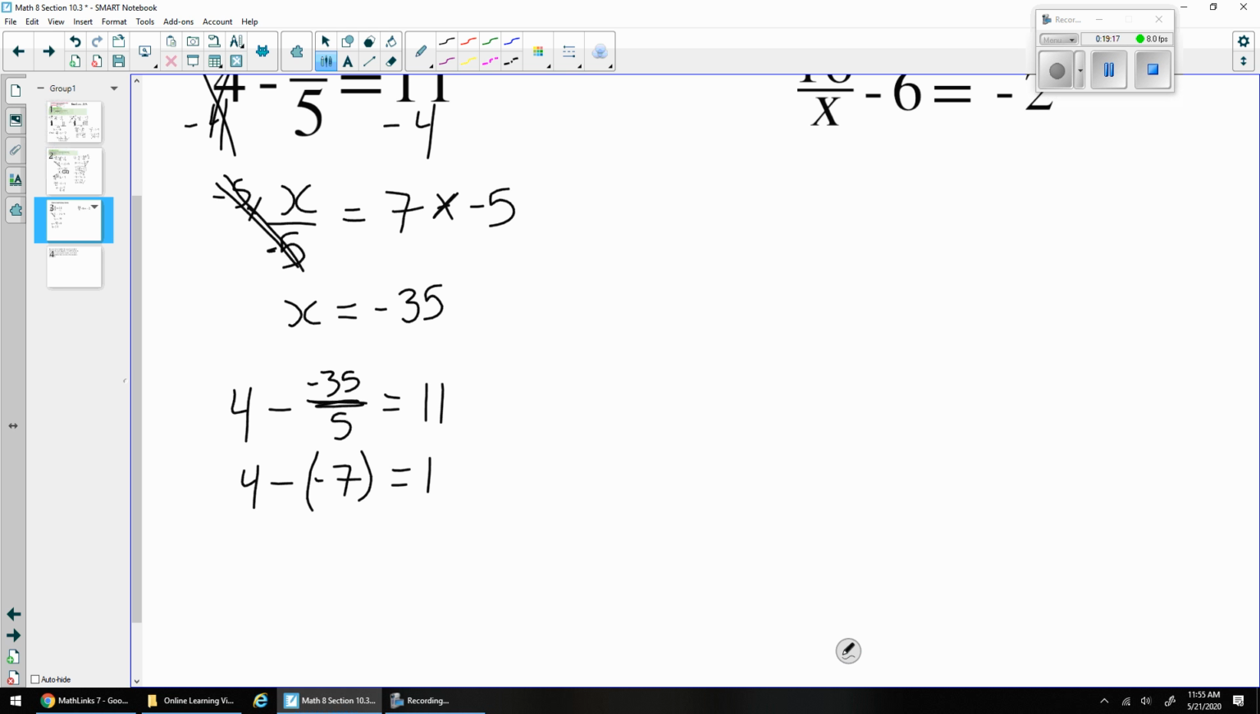is equal to 11. Well, 4 minus negative 7, taking away negative is the same as adding a positive, so that's the same as 4 plus, because I can keep, change. 4 plus positive 7 is equal to 11. Well, 4 plus 7 is 11, so 11 is equal to 11. So the answer is x is equal to negative 35.